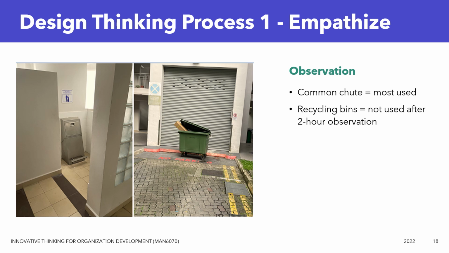To further support my survey results, I observed for 2 hours at my neighborhood to find out how often waste bins are used. Expectedly, the most commonly used waste bin was the general waste bin, connected by the HDB corridor common chute. Throughout the 2 hours, the recycling bins were not used at all.